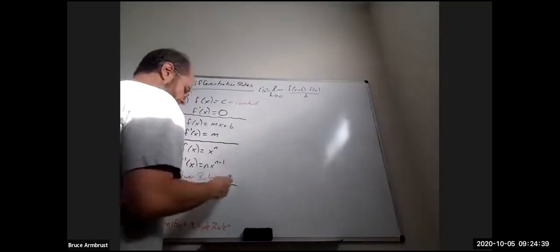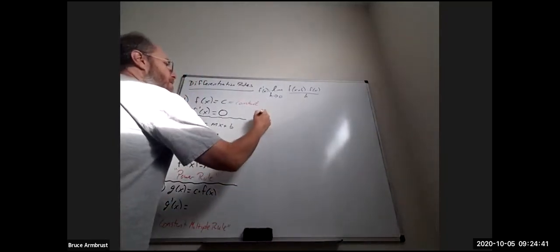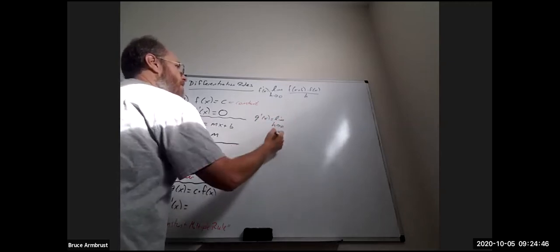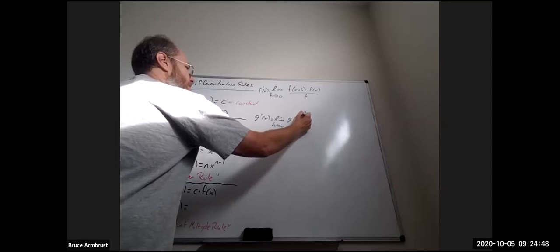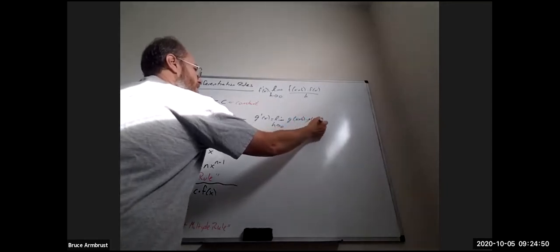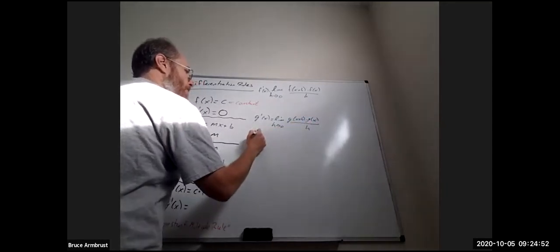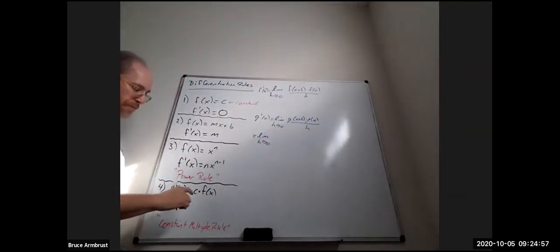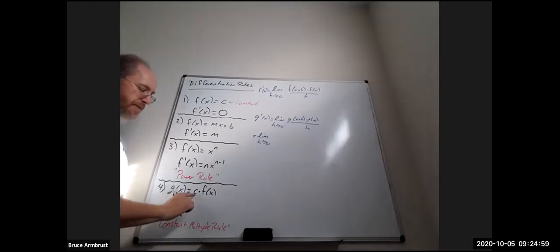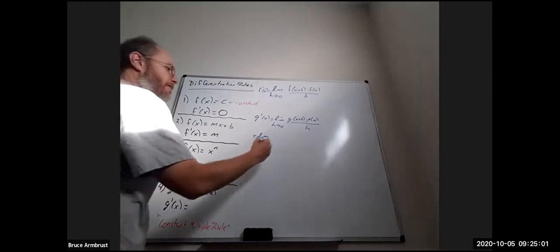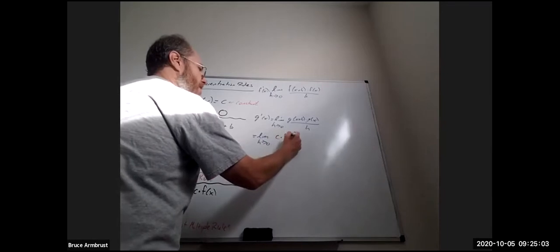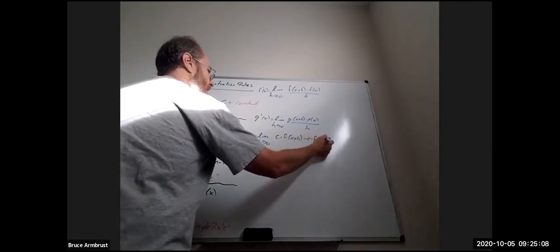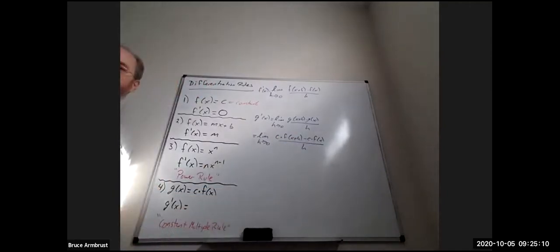All right, so we're looking at g prime. So g prime of x is going to be the limit as h goes to 0 of g of x plus h minus g of x over h. So let's put in our function. G of x is just c times f of x. So this is going to be c times f of x plus h minus c times f of x, all divided by h.